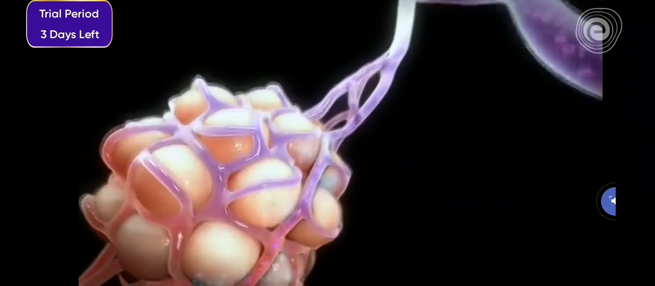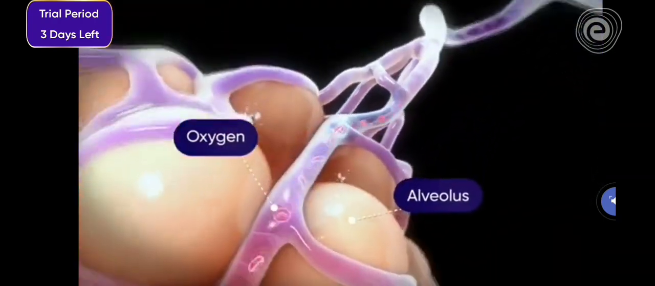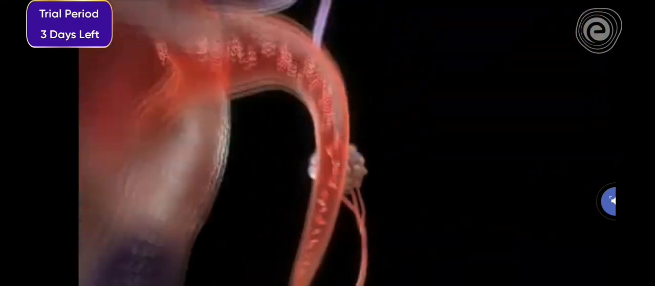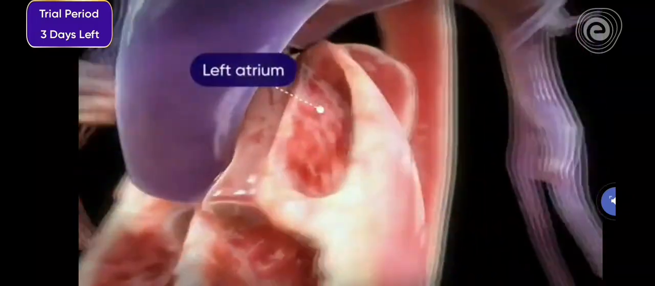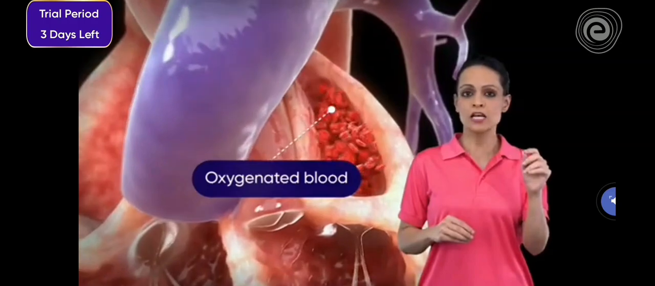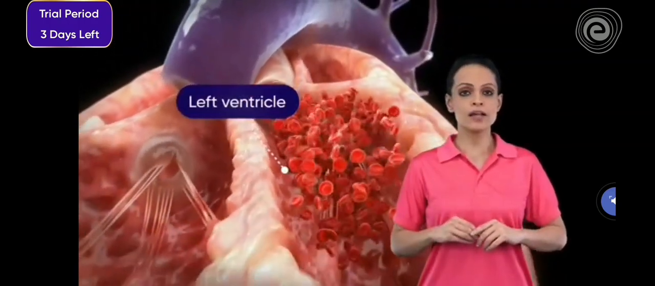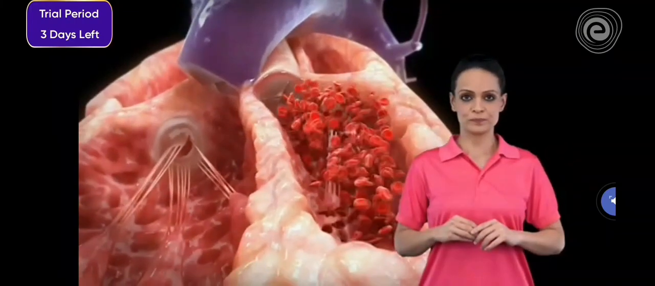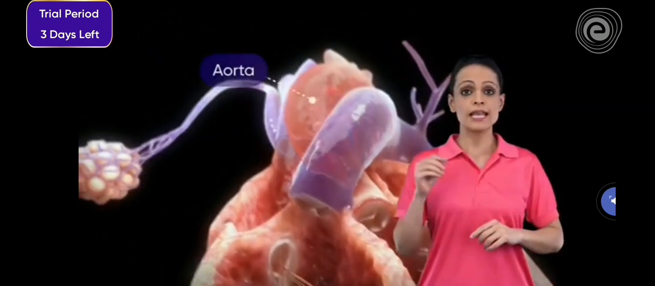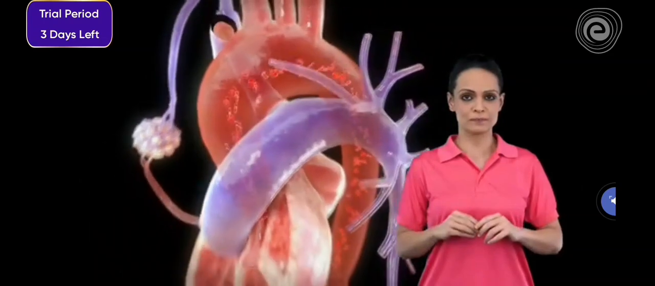A simplified view of the lung shows oxygen from the alveolus diffuses into the blood. Then, this oxygen-rich blood flows back to the left atrium of the heart. Oxygenated blood from the left atrium moves into the left ventricle via the bicuspid valve. This oxygenated blood from the left ventricle is pumped via the aorta to all parts of the body.